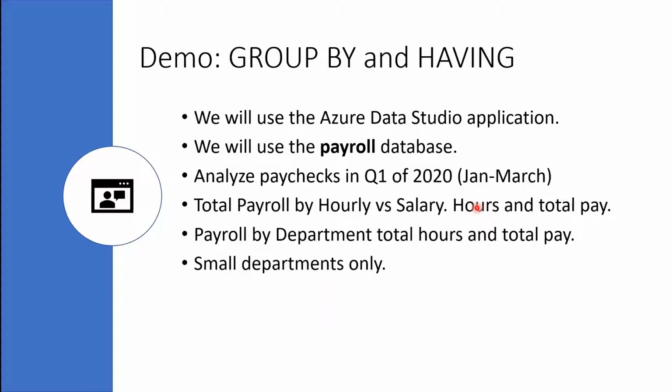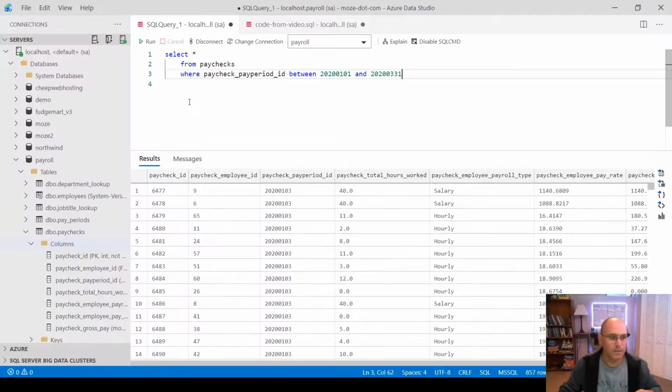Okay, let's do another example in SQL. We'll analyze some paychecks from Q1, January through March of 2020, and we'll look at some various aspects of this data, and I'll show you that in SQL. So let's get to it. Okay, I'm out here in Azure Data Studio again, and I already wrote a query to get us started here. These are the paychecks that are in the first quarter of 2020. That is January 1st through March 31st, and it's just the paychecks.